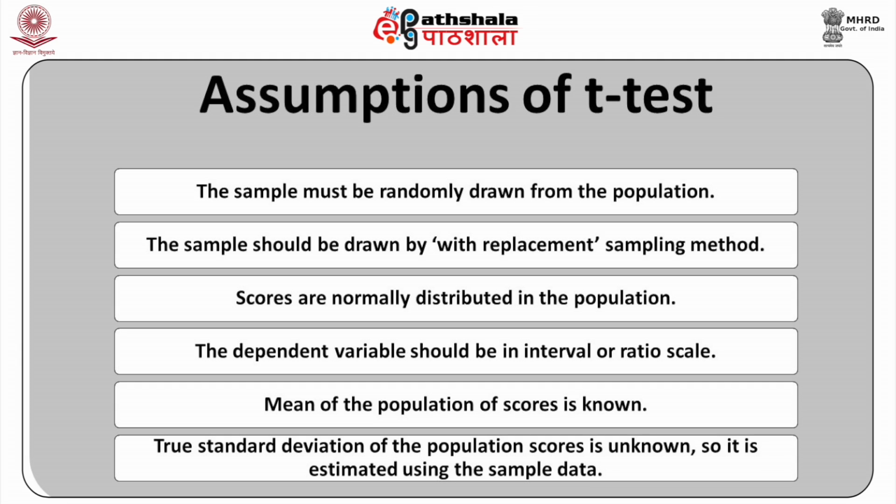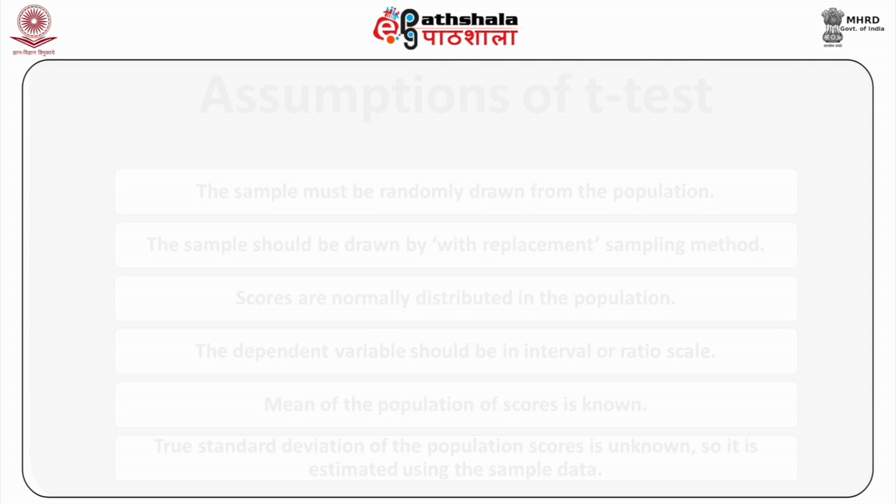The scores are normally distributed in the population. The dependent variable should be on an interval or ratio scale of measurement. The mean of the population of scores is known. The true standard deviation of the population scores is unknown, so it is estimated using the sample data.